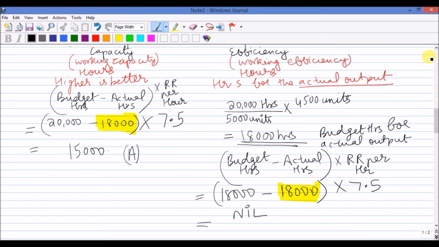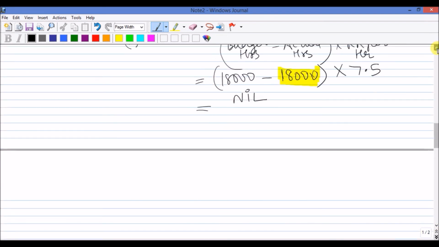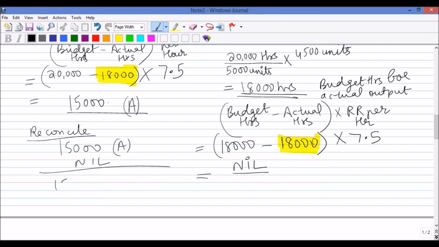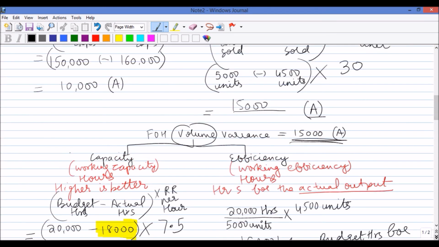Now, the reason for doing this lecture was not this part, but the part which I am going to explain further. So I hope you all will understand. First we need to reconcile it. It is 15,000 adverse, and here it is nil. So the total is 15,000 adverse. Is it tallying? Yes, 15,000 adverse. It is tallying with the volume variance.